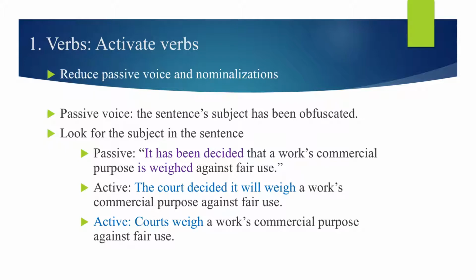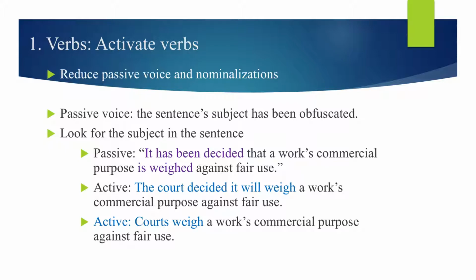The first sentence is in the passive voice. It has been decided that a work's commercial purpose is weighed against fair use. Note there are 2 instances of the passive voice here. It has been decided and is weighed. In both cases, the subjects of those verbs are missing, the decider and the weigher.